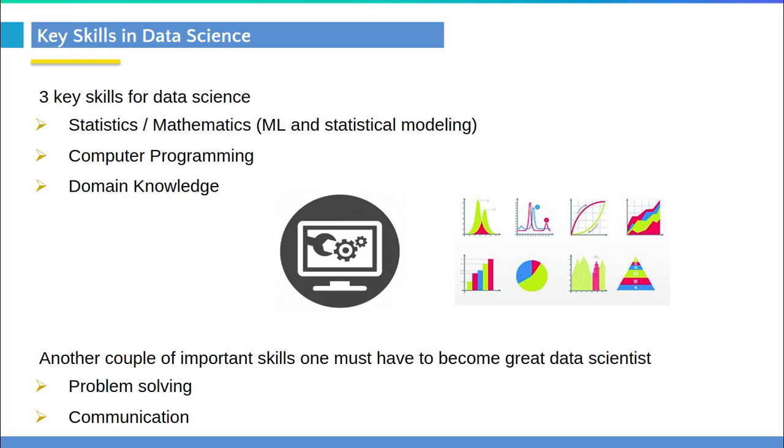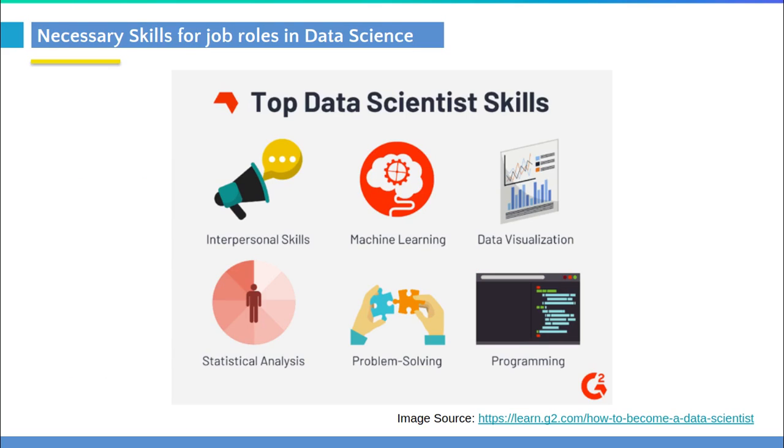Why communication? Because we have to revisit the business and various stakeholders before we finalize, because there is an investment involved, and there are final predictions we are thinking about bringing some value addition to the business. So we have to revisit again and again to make sure that we are on track to achieve the business objective, right? So there are some top data scientist skills: machine learning, data visualization and interpersonal skills, statistical analysis, problem solving and programming.